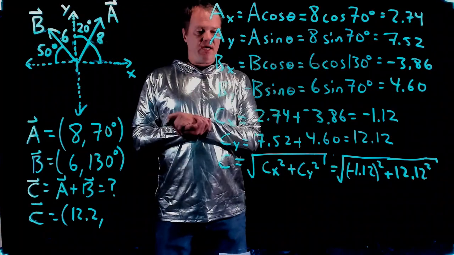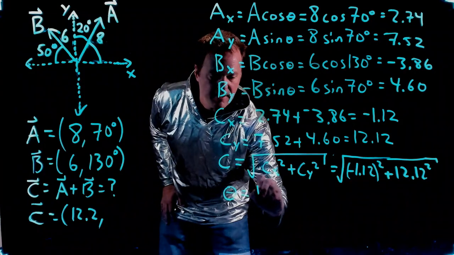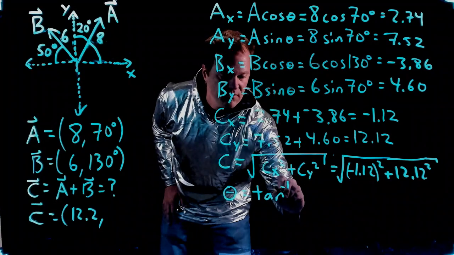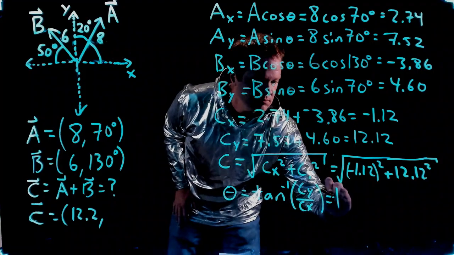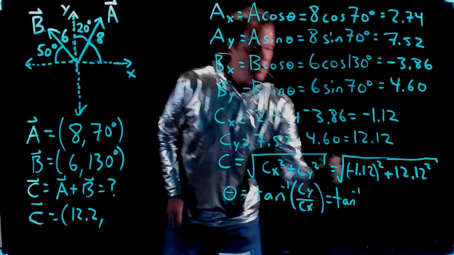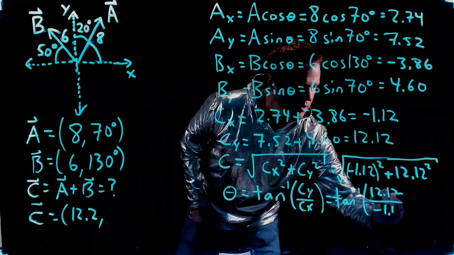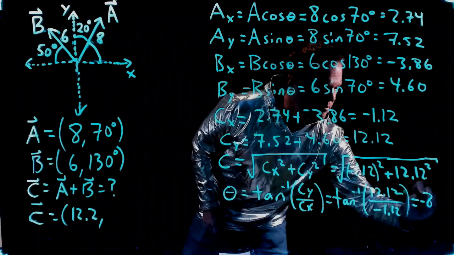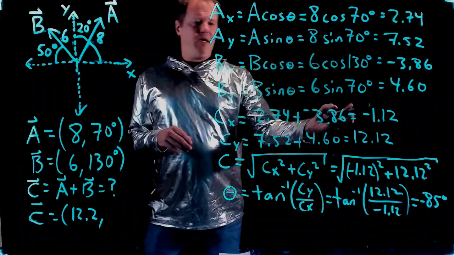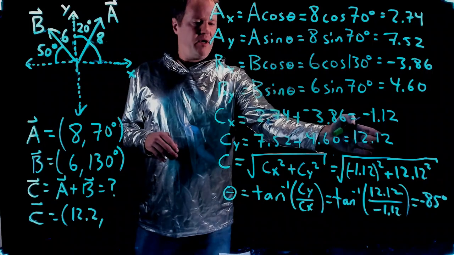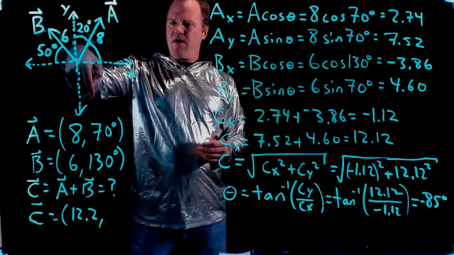And then we just need to calculate the direction. So the direction comes from inverse trig. So we have to do an inverse tangent of y over x. And I throw in 12.12 over negative 1.12. And my calculator says minus 85 degrees. Okay? That's clearly wrong because my x component is negative, my y component is positive, so I should be in this quadrant, somewhere over here. And so negative 85 would be down here.